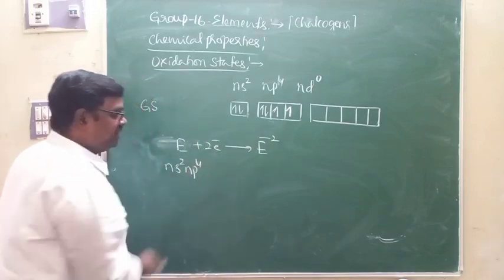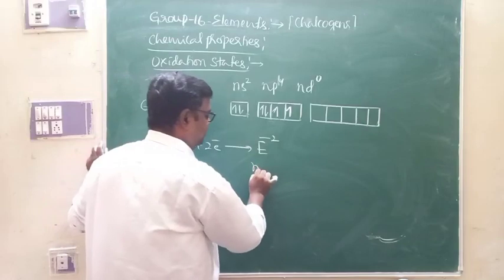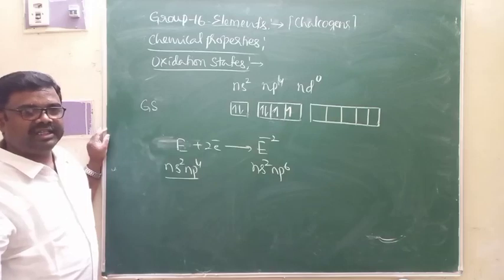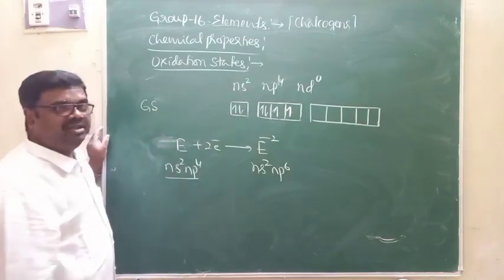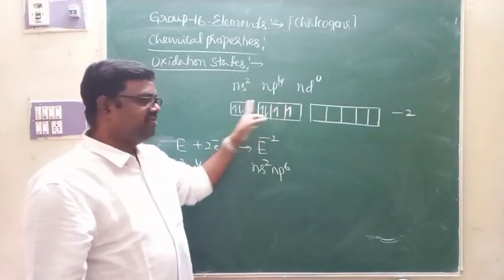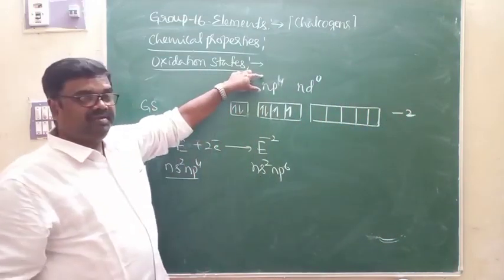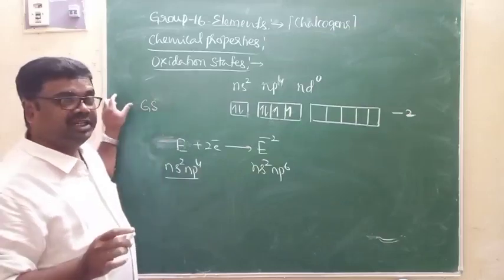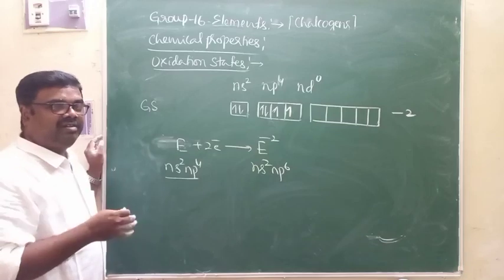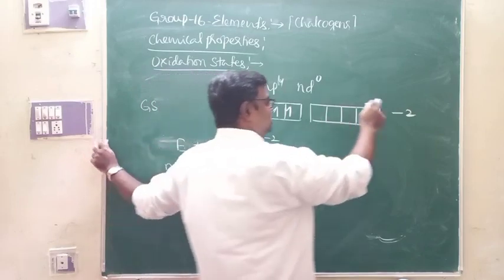Group 16 is characterized by ns2 np4 configuration. After accepting 2 electrons, it becomes ns2 np6, the octet configuration, the noble gas configuration. Therefore, one of the possible oxidation states for group 16 elements is -2, because due to the presence of 6 electrons, these elements can accept 2 more electrons to attain the octet configuration. If they take 2 electrons from another species, it becomes 8 electrons and the oxidation state -2 comes.